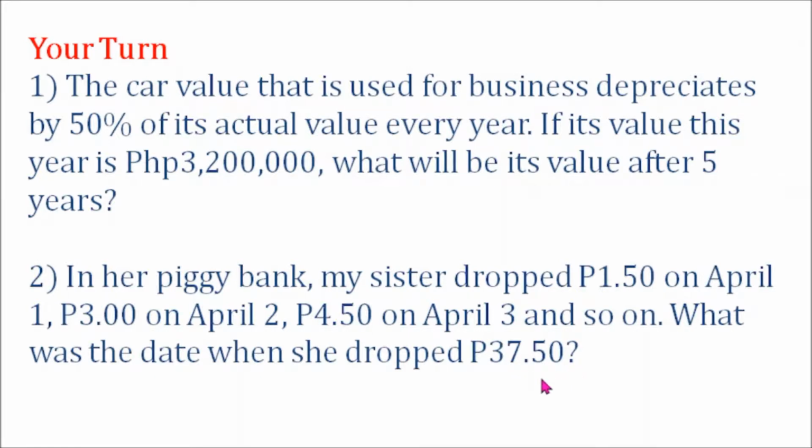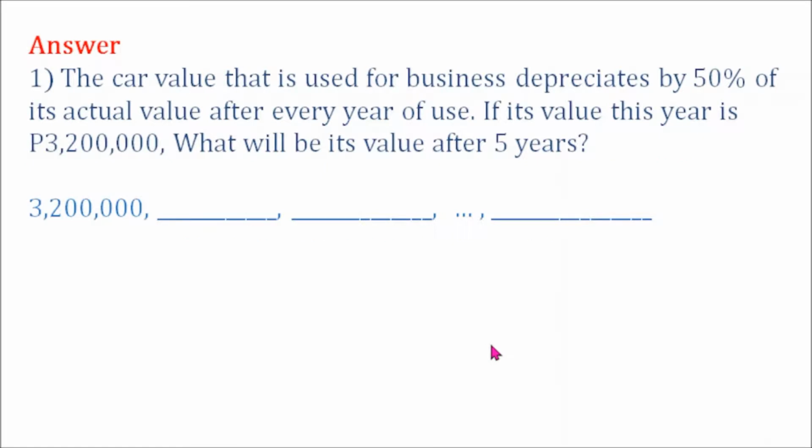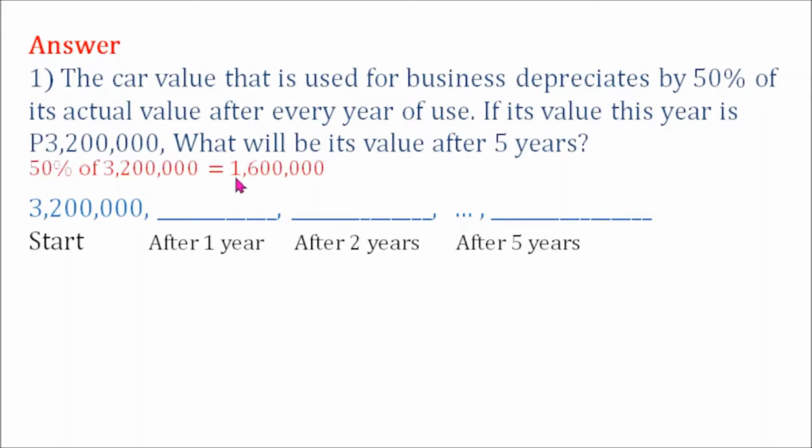Now I will show you the answer. So this is how we illustrate the problem. At the start, the car's value is 3,200,000, and then because it depreciates by 50% of its actual value, so we get 50% of 3,200,000. That's 1,600,000. So that's our value after 1 year. And after 5 years, what's going to be the value of that car?